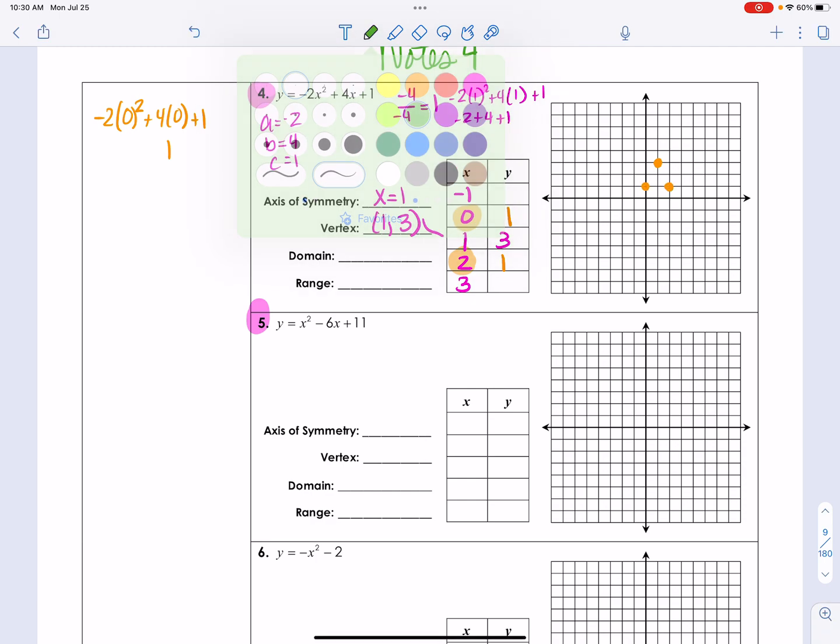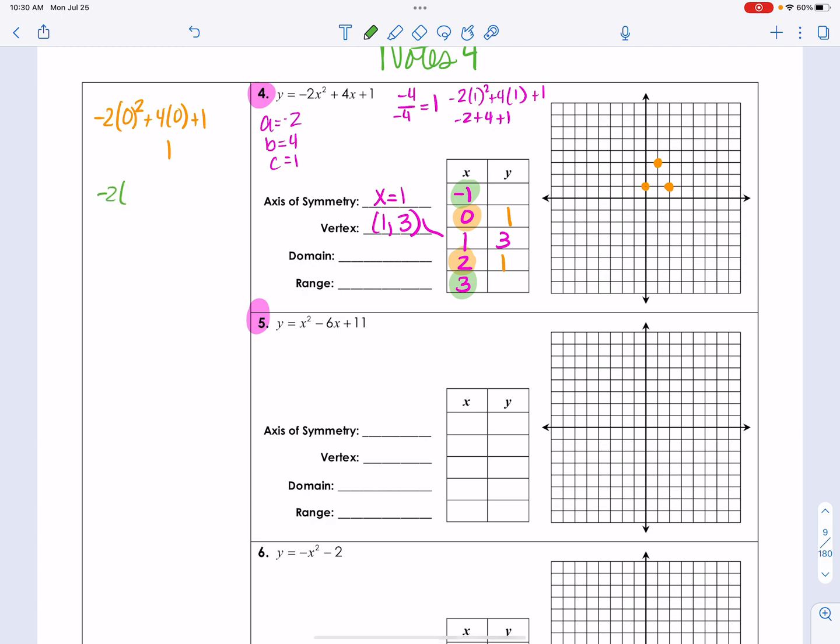And now I'm going to put in these. And I can choose which one. So I'm going to put in the 3 because it's positive. So I'm going to do a negative 2 times 3 squared plus 4 times 3 plus 1. So 3 squared, so that's a negative 18 plus 12 plus 1. So that's a negative 6 plus 1, which is a negative 7. So these are the same because it's symmetrical. And so that's why I put the vertex in the middle. So negative 1, 1, 2, 3, 4, 5, 6, 7. 1, 2, 3, 4, 5, 6, 7. And this thing is going down. Oh, that was terrible. Sorry.